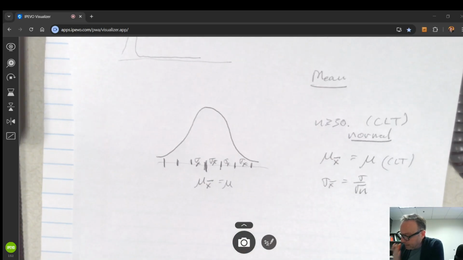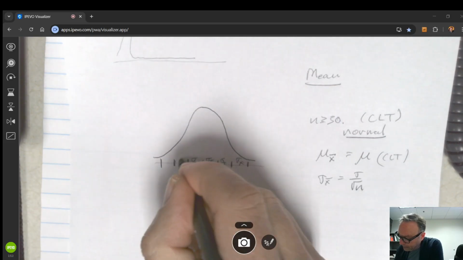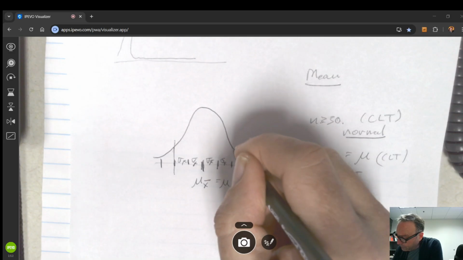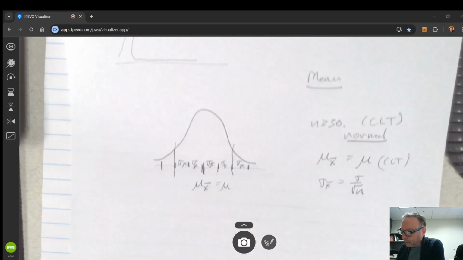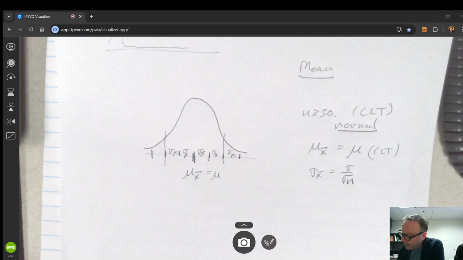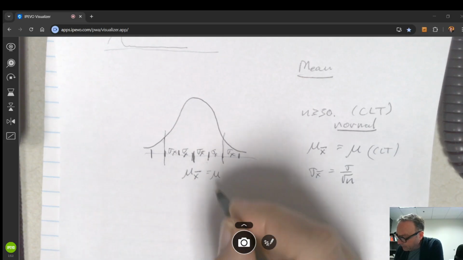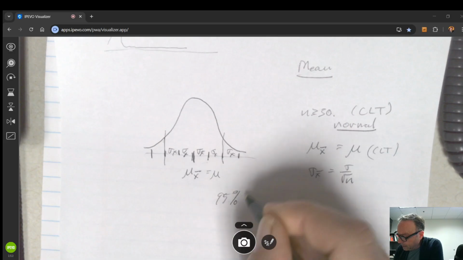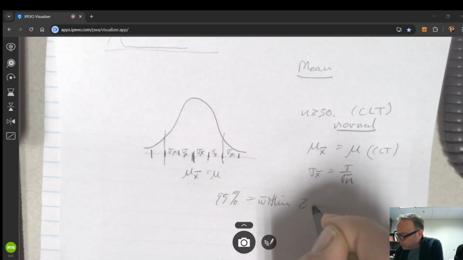All right. So what's the likelihood that the sample that I take is going to be within 2 standard deviations of the true value? Well, I know it's normal, and because of the empirical rule, I know that I have a 95% chance that my sample's going to be within 2 standard deviations of the mean. 95% likelihood that I'll be within two standard deviations of the true value.